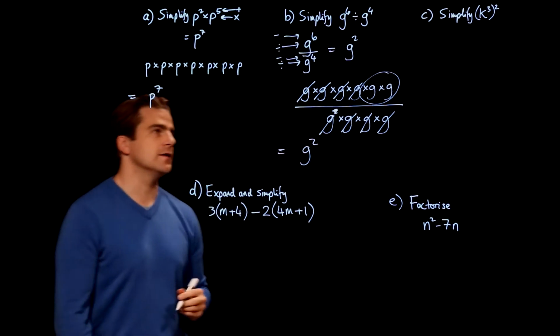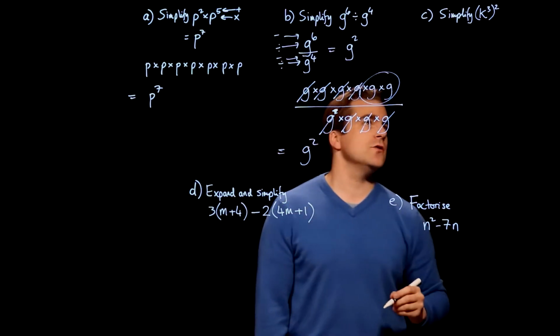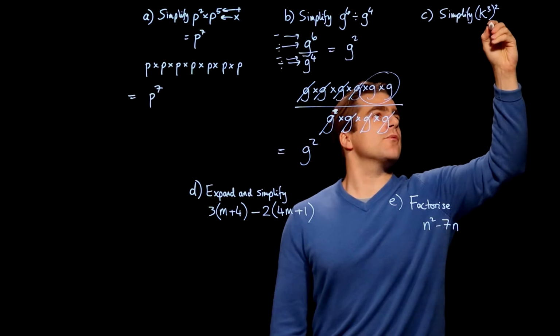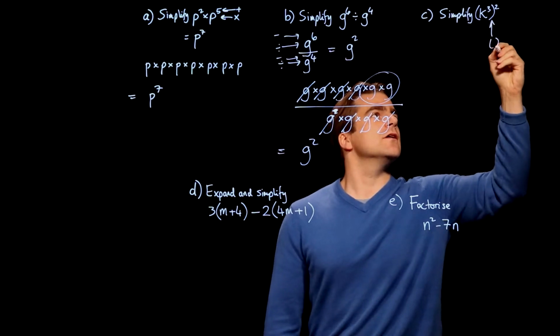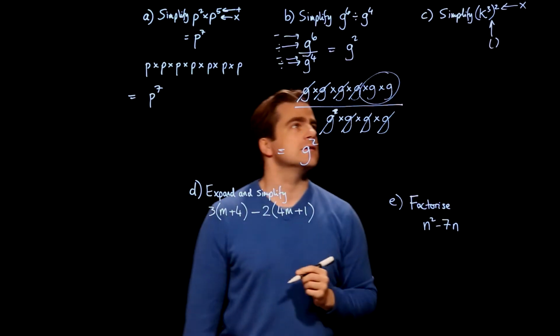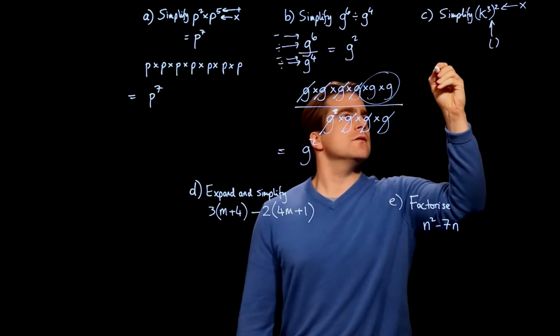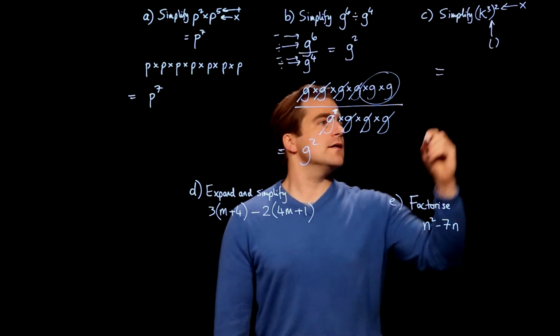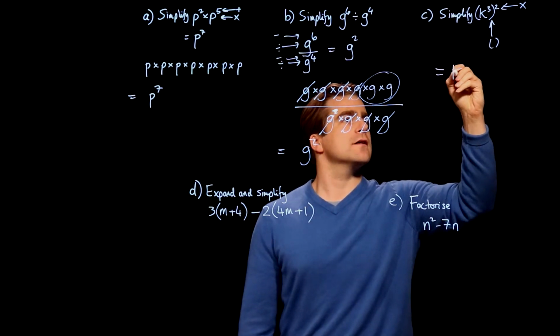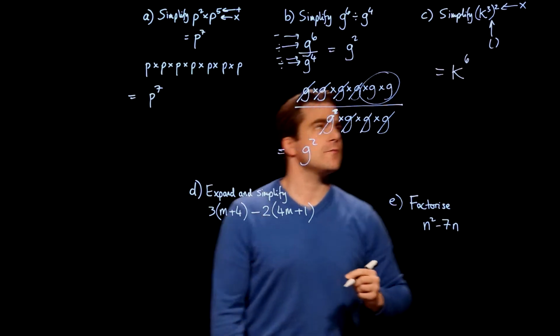Right, C. Simplify k cubed all squared. Right, the bracket rule. When you've got brackets, then you multiply. So k cubed all squared is 3 times 2, which is 6. It's k to the 6.